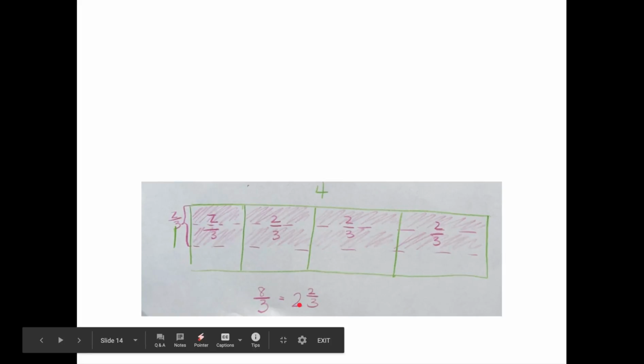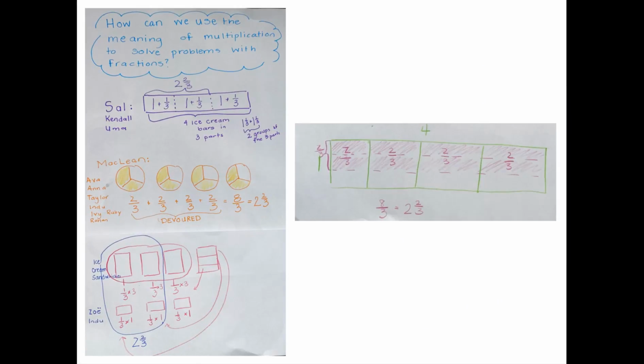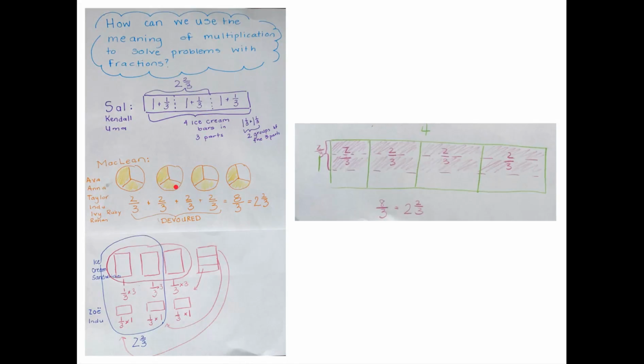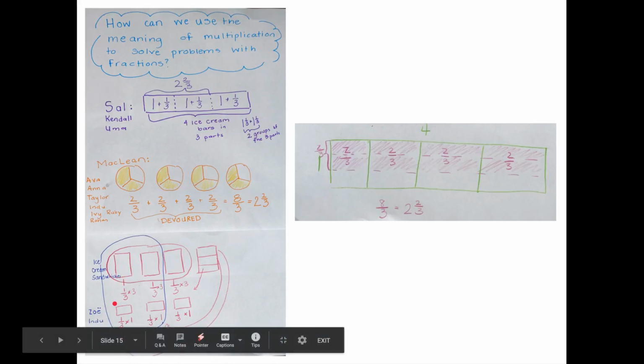If you're not ready to use that strategy, that's okay. My question is, what do you think? Do you think that Athena's strategy matches more Sal, Kendall, and Uma's? More McLean, Ava, Anna, Taylor, Indu, Ivy, Ruby, and Rowan's? Or more Zoe and Indu's? I have Indu in 2 places. Oops.